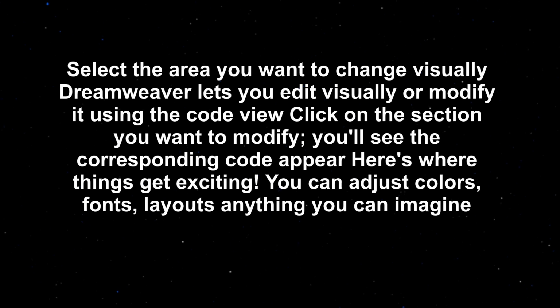Select the area you want to change visually. Dreamweaver lets you edit visually or modify it using the code view. Click on the section you want to modify. You'll see the corresponding code appear. Here's where things get exciting. You can adjust colors, fonts, layouts, anything you can imagine.